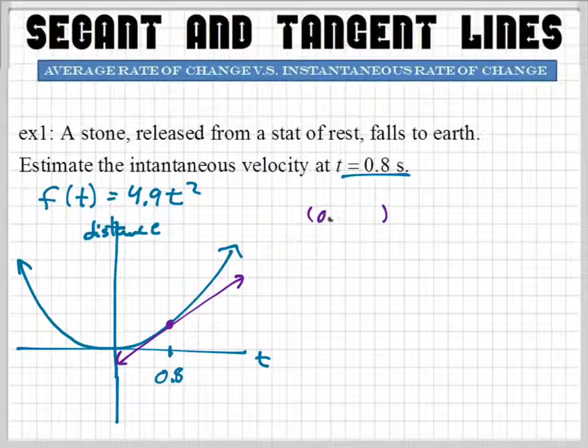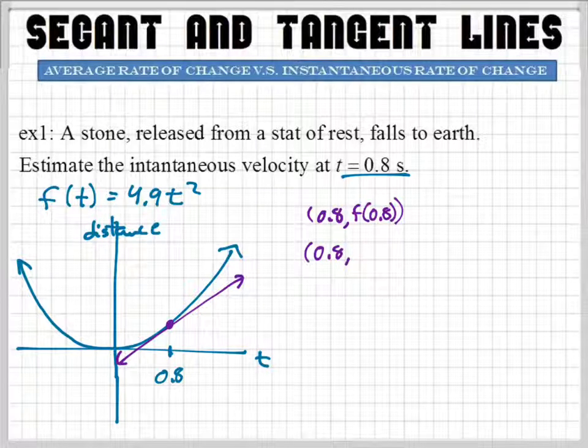We just have to plug 0.8 into the function. So 0.8 would be your x, and then to find the y, we would take 0.8 and plug it into the function. Can someone do that really quick? Can you plug 0.8 into that function to tell me an approximate y value right there? 0.64, times 4... 3.136?